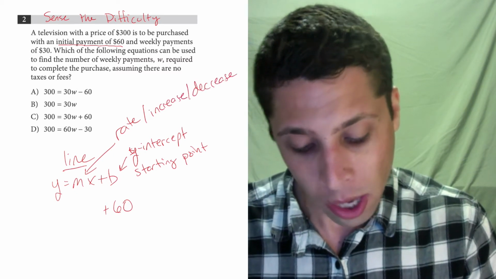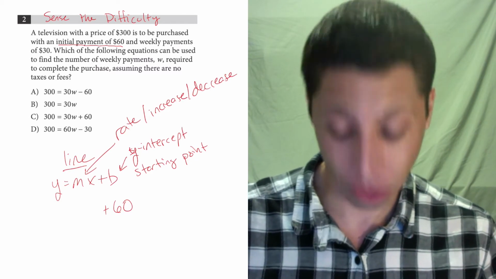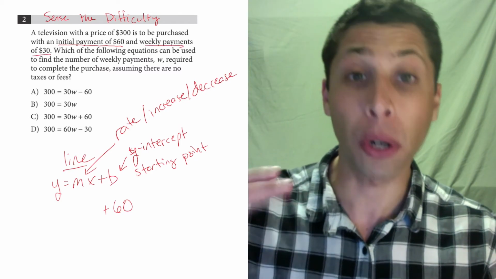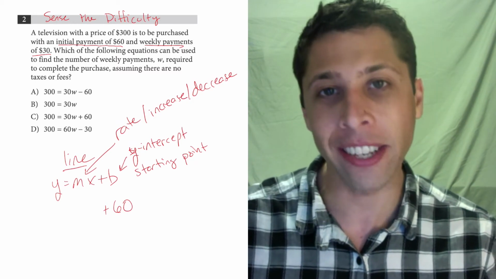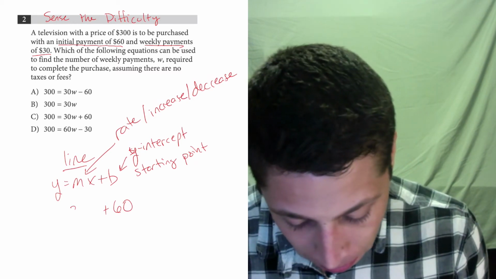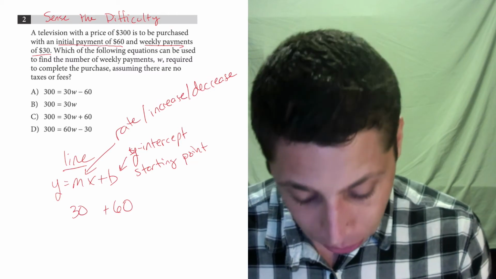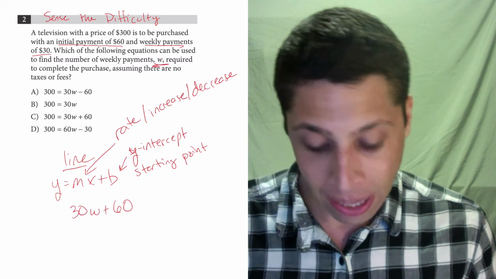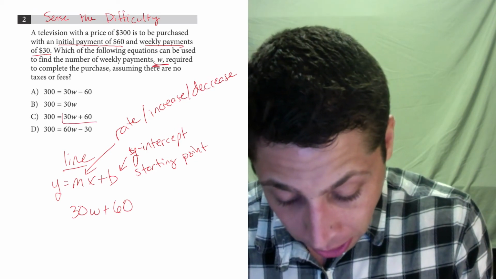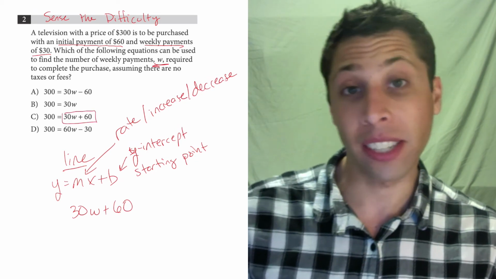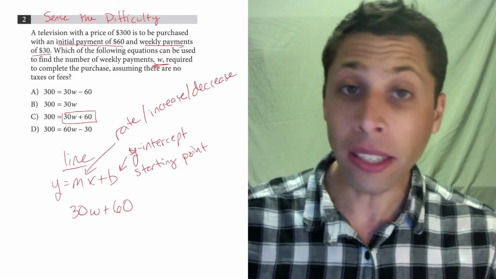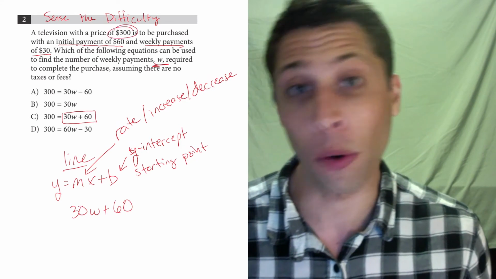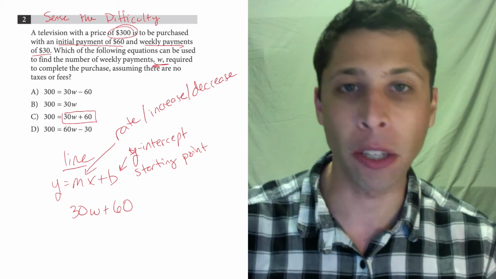And so we need to see if there's something like that in the story, and sure enough, weekly payments of $30, right? $30 per week sounds a lot like a rate, so that's going to be our slope, meaning that we're going to get something like 30, in this case, W plus 60. And so that's a choice right here, 30W plus 60 in choice C. It might be a little confusing as to where that 300 comes from, but that's the only other thing in the question here, and that's kind of like our final price that we pay.